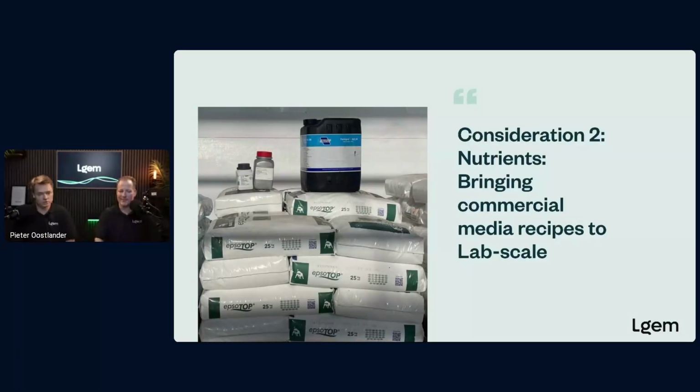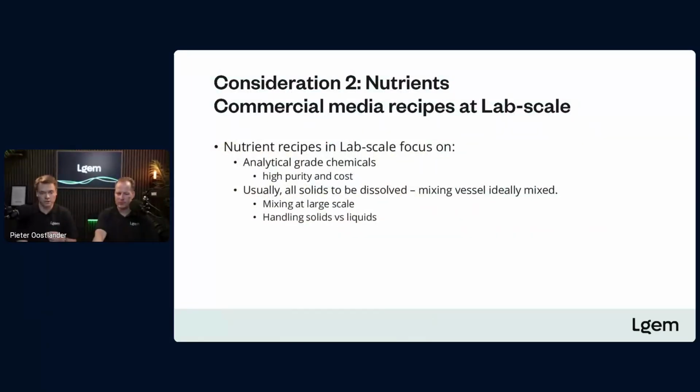So then this brings us to the next consideration, which is the nutrient mix that is used in growing your microalgae. And instead of thinking of bringing the lab media to the industrial scale, again, we think about how can we bring whatever we do at industrial scale down to the lab? Because it's really key to understanding how the nutrients will behave already at your lab scale. So let's look at the differences between lab media and large-scale media.